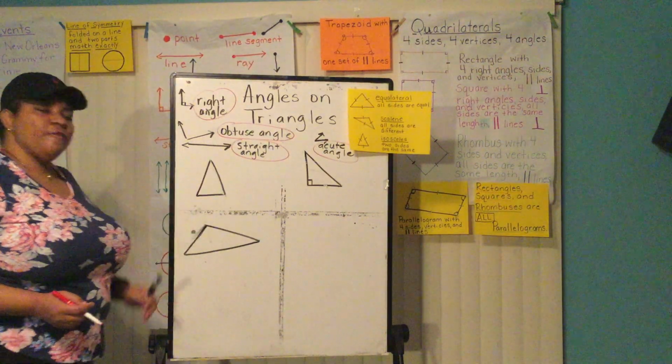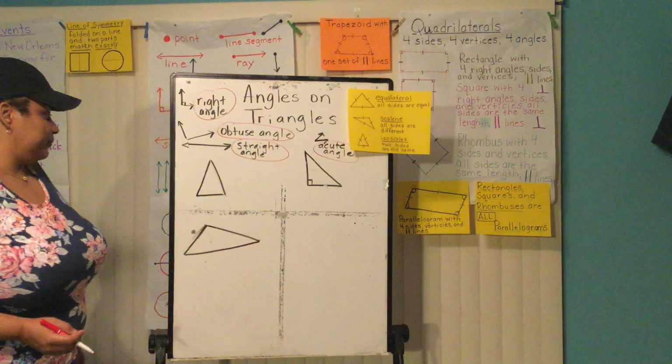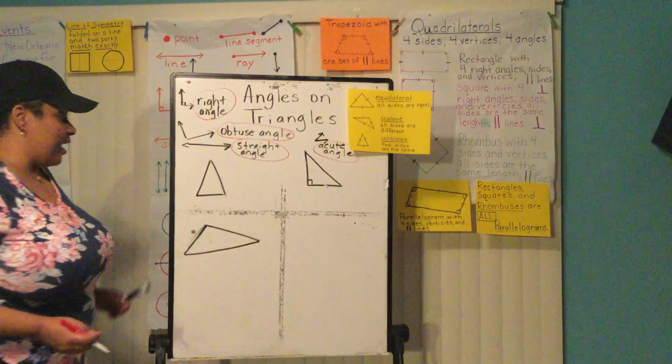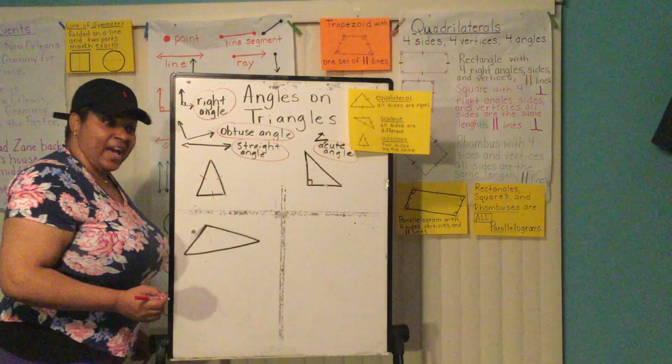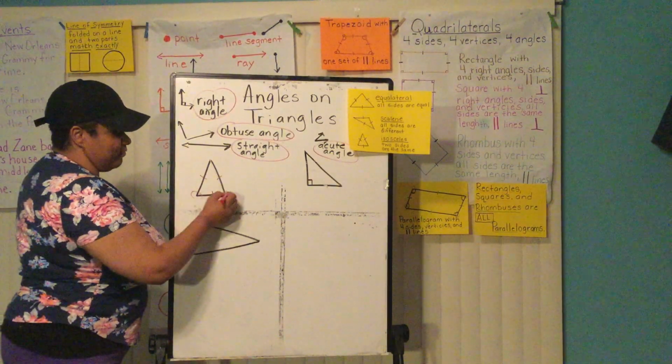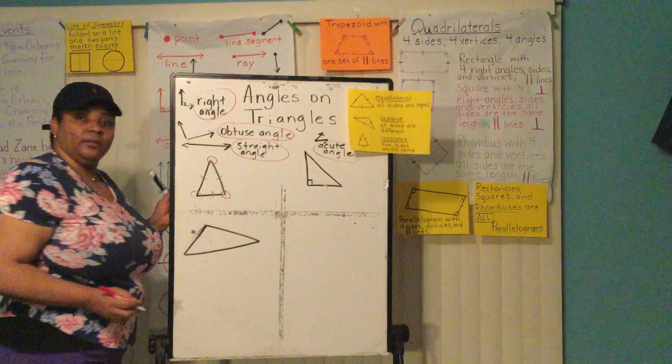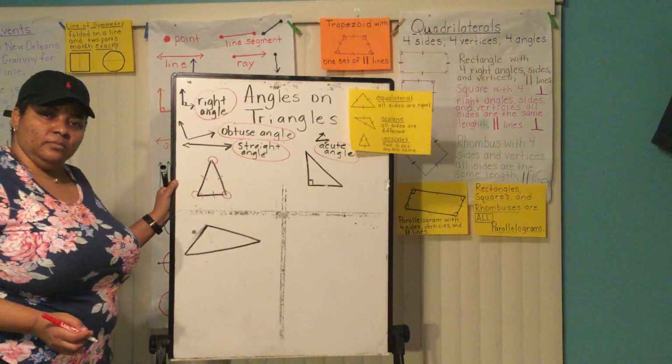So let's look at this first triangle. Well, first of all, I know it's a triangle because I have side 1, side 2, side 3. Three sides, right? Vertex 1, vertex 2, vertex 3. Right?